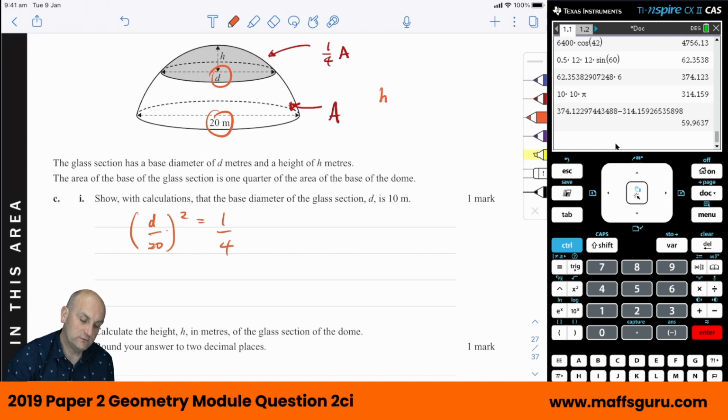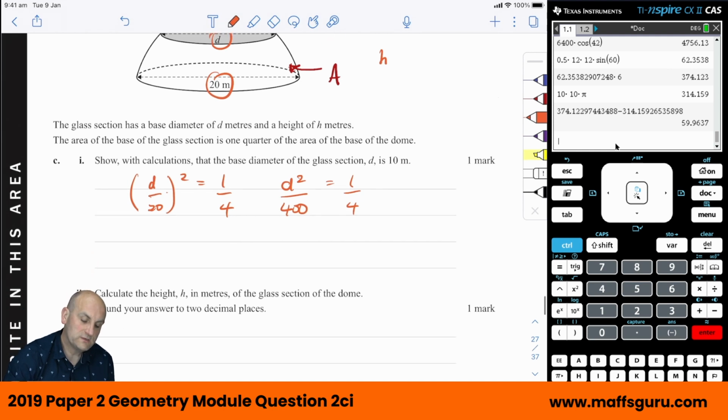D on 20 is equal to 1/4. If we now square that out, we get D squared on 400 equals 1/4. Multiply that all up, gives me 4D squared is equal to 400. Divide both sides by 4 gives me 100, and therefore my diameter does come out to be 10 meters.